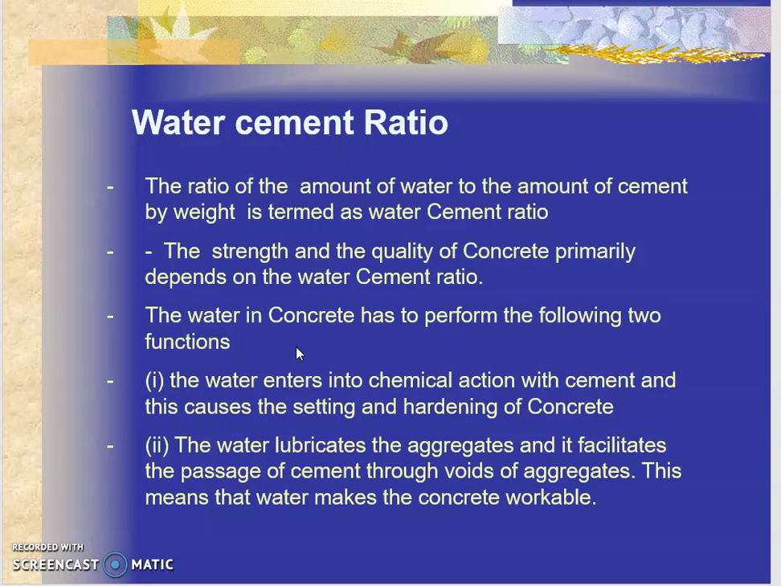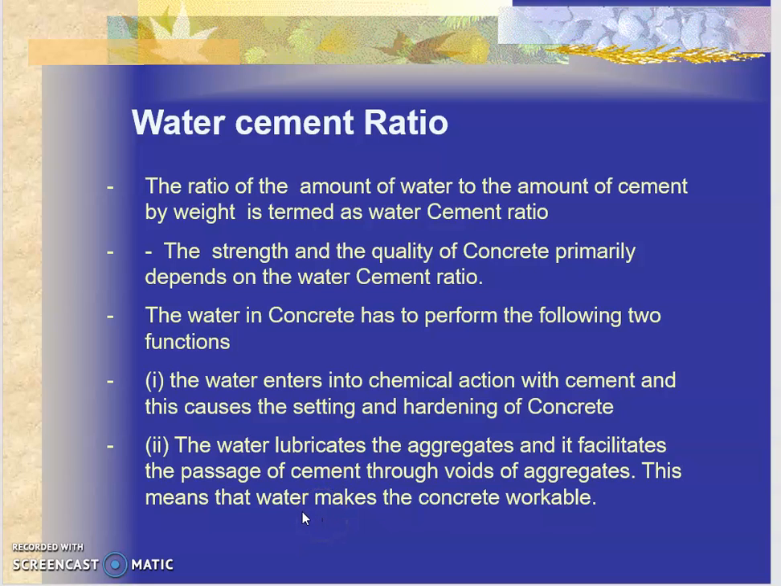Water in the concrete has to perform two primary functions. The first one is it enters into a chemical action with cement, which causes the setting and hardening of concrete. Water lubricates the aggregates and it facilitates the passage of cement through the voids of aggregates. See, I've always been telling you, concrete is a rock solid mass, so the major volume inside a concrete mass will be occupied by gravels. Idea behind adding these fine aggregates is that it should occupy the voids created by gravels. Otherwise, the entire thing could be gravelly.